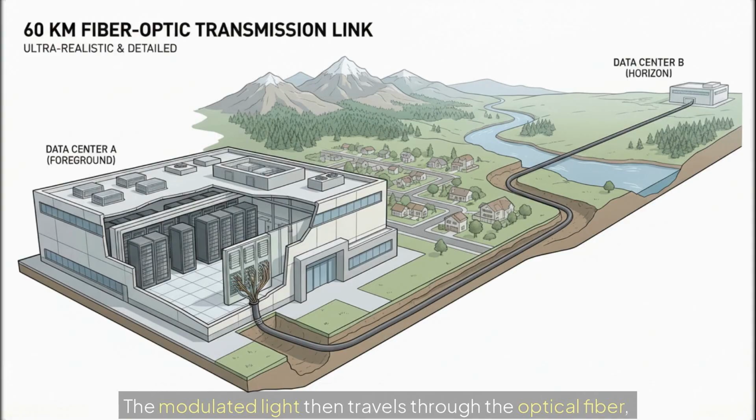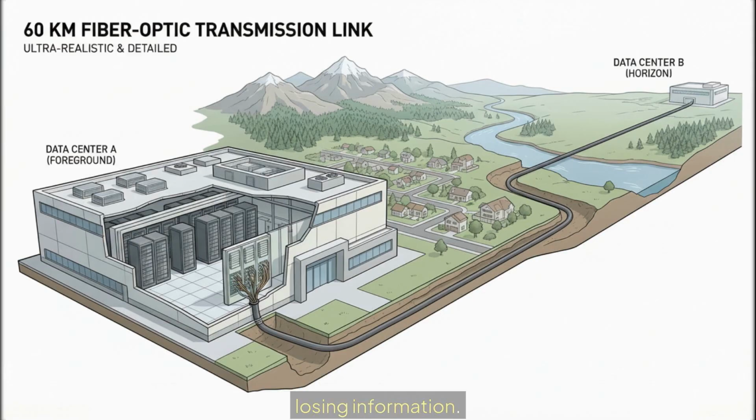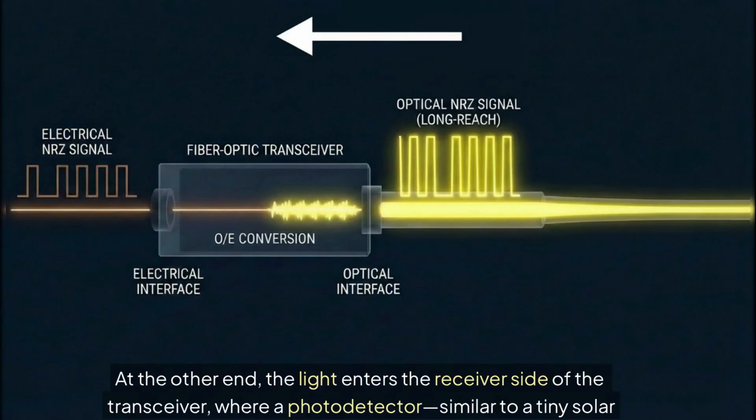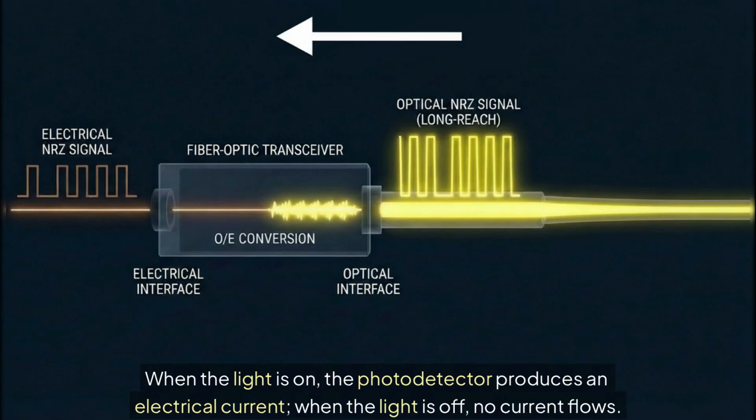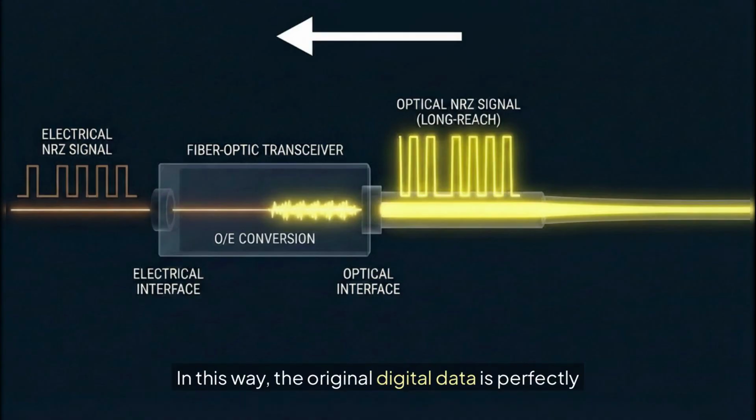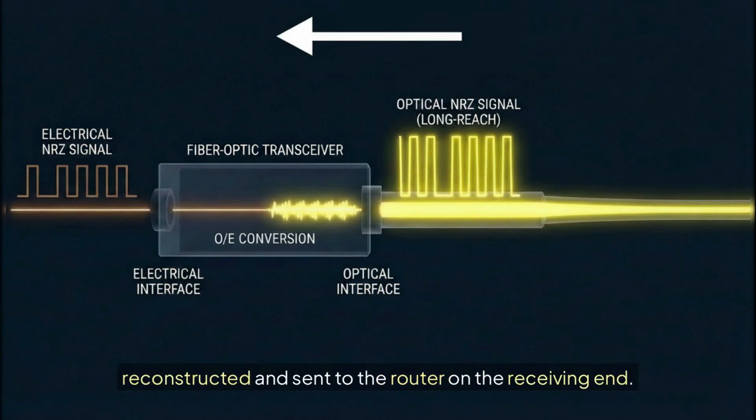The modulated light then travels through the optical fiber, which can carry the signal for tens of kilometers without losing information. At the other end, the light enters the receiver side of the transceiver, where a photodetector, similar to a tiny solar panel, turns the light back into electrical signals. When the light is on, the photodetector produces an electrical current. When the light is off, no current flows. In this way, the original digital data is perfectly reconstructed and sent to the router on the receiving end.